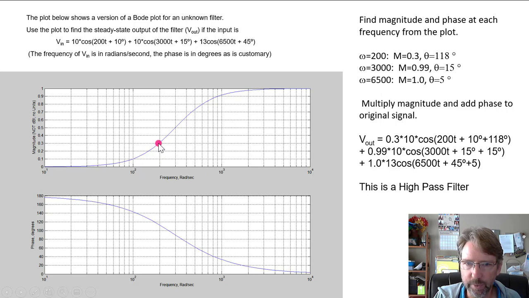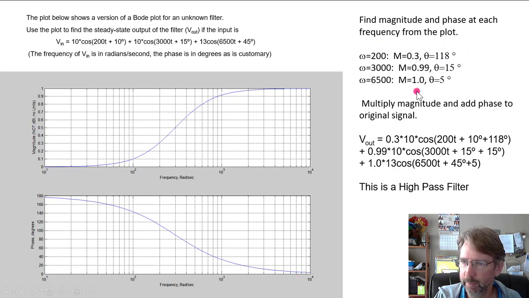We can find the amplitude is right about 0.3, and the phase is right here. We're calling that 118 degrees. Same thing for 3000. We've got 1000, 2000, 3000. We're up here very close to 1, so 0.99, and the phase at 3000, calling it 15 degrees. And then at 6500 radians per second, we've got 1000, 2, 3, 4, 5, 6, 7. So 6500 is somewhere in here. It's pretty much 1. And we're calling it 5 degrees.